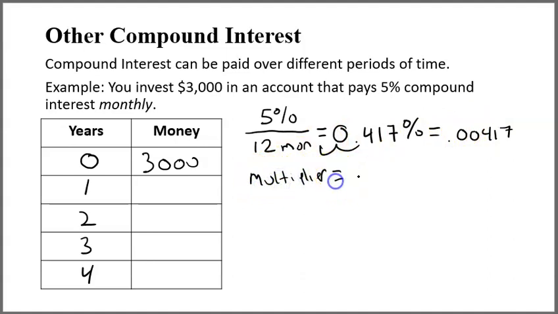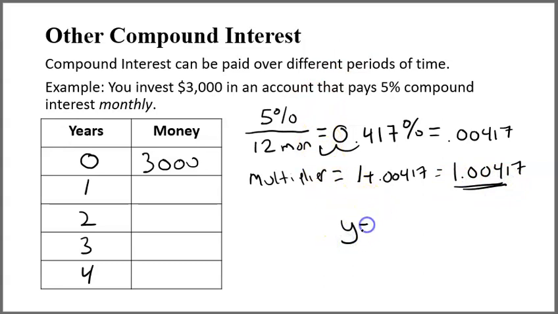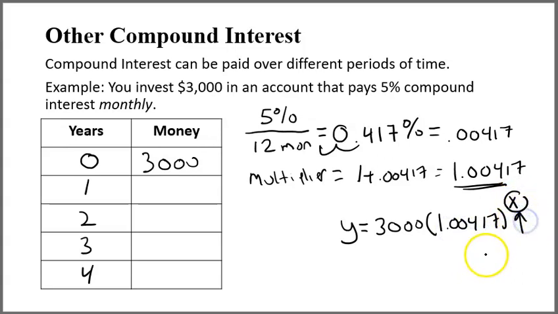So my multiplier every month is going to be 100%, which is 1, plus this percent. So remember, this is my multiplier right here. My equation will be y equals my initial amount times my multiplier. Now this is the tricky part. X in this case isn't years. X is months, because it's being compounded monthly.